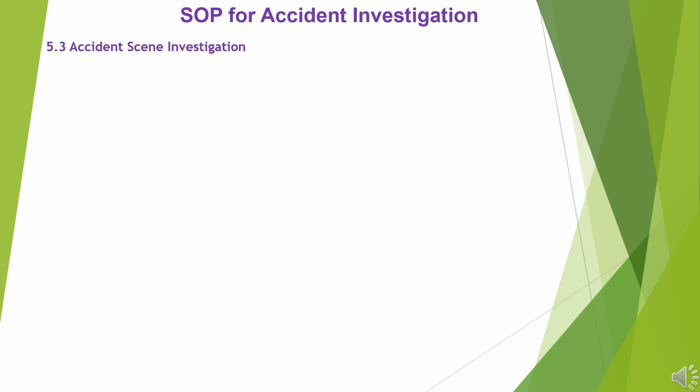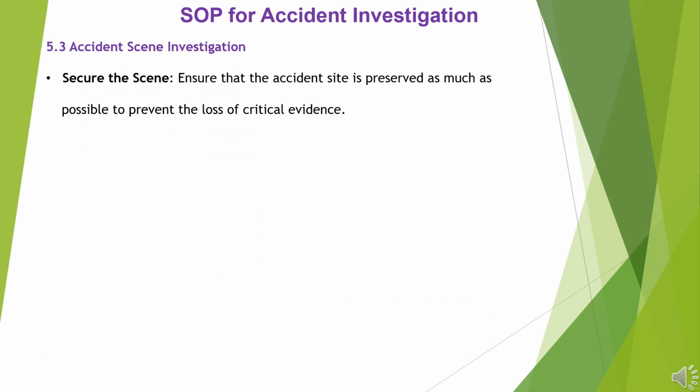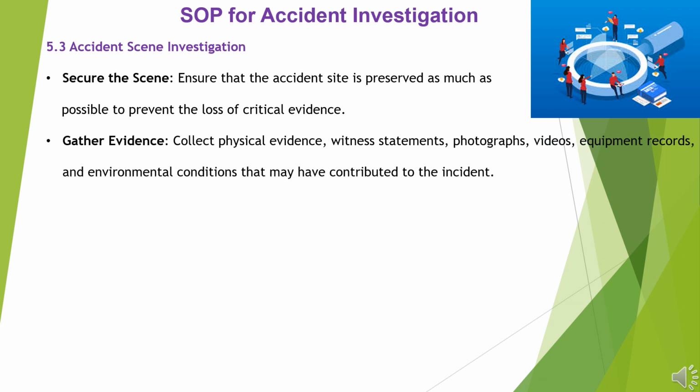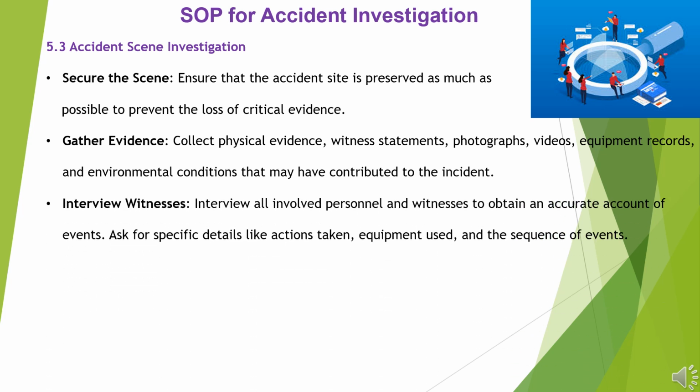5.3 Accident scene investigation. Secure the scene. Ensure that the accident site is preserved as much as possible to prevent the loss of critical evidence. Gather evidence. Collect physical evidence, witness statements, photographs, videos, equipment records, and environmental conditions that may have contributed to the incident. Interview witnesses. Interview all involved personnel and witnesses to obtain an accurate account of events. Ask for specific details like actions taken, equipment used, and the sequence of events.